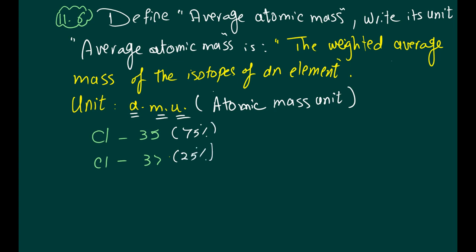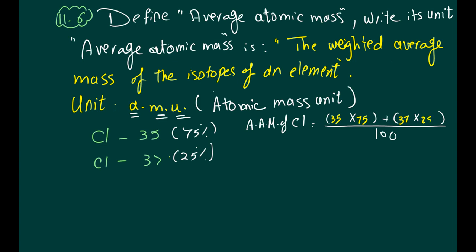How to calculate the average atomic mass of chlorine? You are going to multiply and add, like this, over 100. You write the isotopic mass times its abundance plus the second isotopic mass times its abundance. So you will get the final answer, which is equal to 35.45.